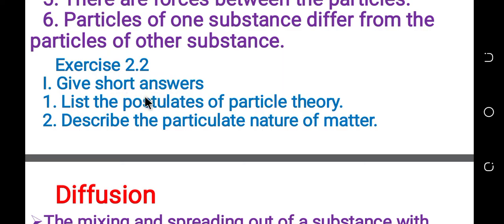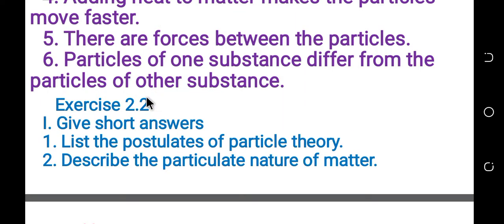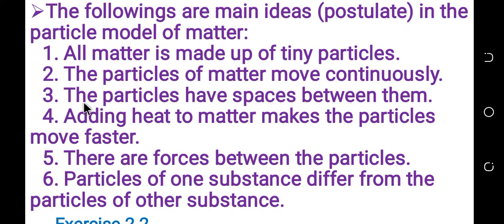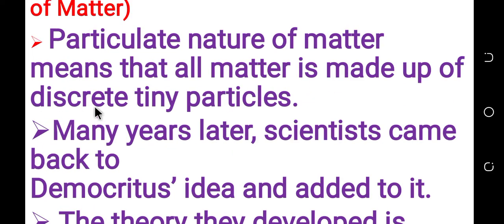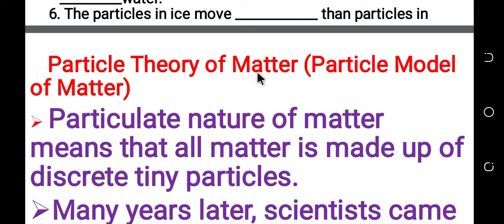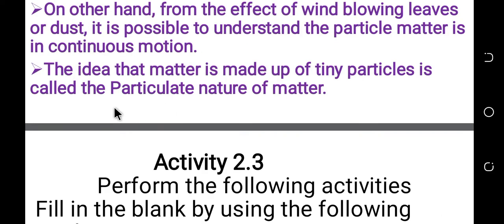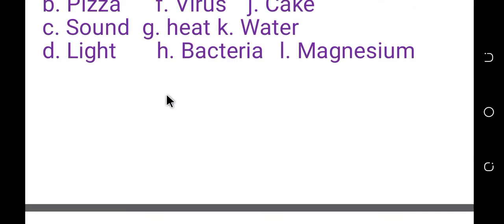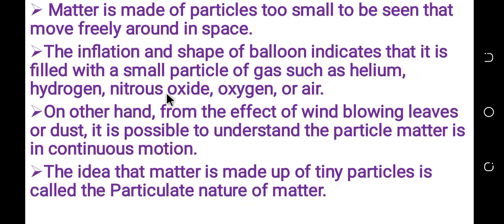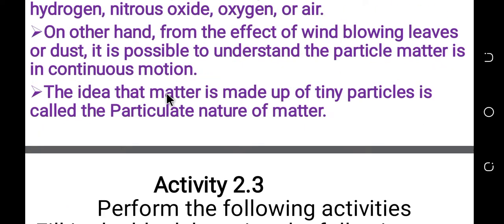Give a list of the postulates of particle theory, the six postulates, and hold them well. Also you need to know what the particle nature of matter is. It means that all matter is made up of discrete particles. What is the particle theory of matter? We have seen what the particulate nature of matter is: the idea that matter is made up of tiny particles is called the particulate nature of matter.